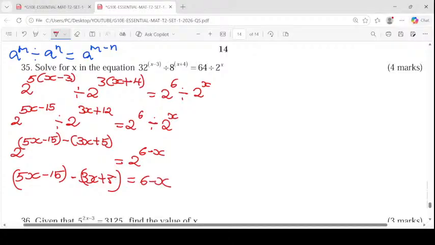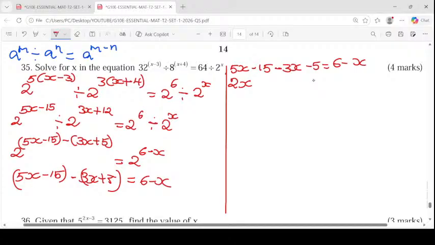Let us open the brackets together. So this will be 5x minus 15 minus 3x minus 5 is equivalent to 6 minus x. 5x minus 3x will be 2x, minus 15 minus 5, that is going to be minus 20, is equal to 6 minus x. Collecting like terms, I'm going to have 2x plus x is equal to 6 plus 20.